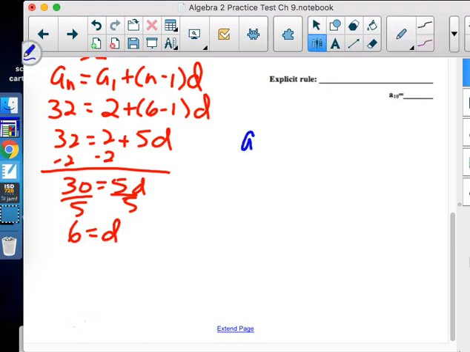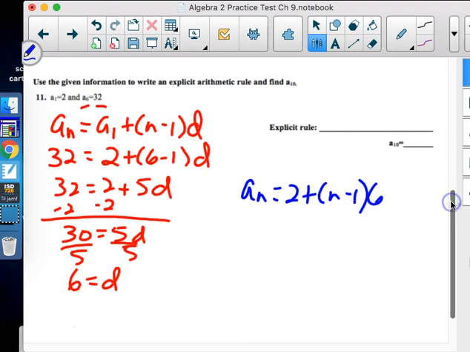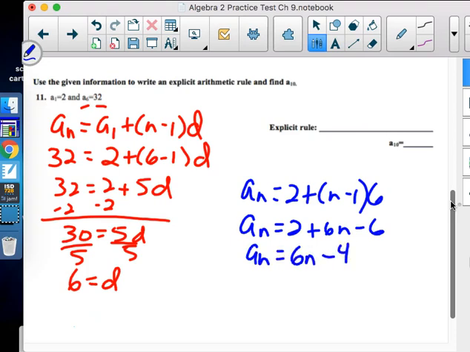Now we can write it. So a sub n equals 2 plus n minus 1 times 6. But we won't leave it that way because that's not pretty. Right here, if we put this little 6 in for n, we're supposed to get 32. Alrighty, now we'll distribute the 6 and combine like terms. You getting what I'm getting? Okay, so that's going on the line that says explicit rule.